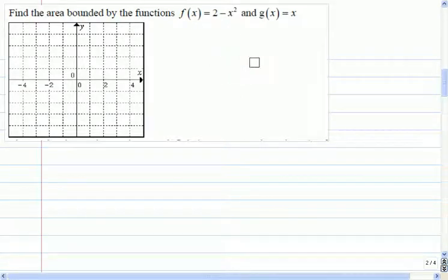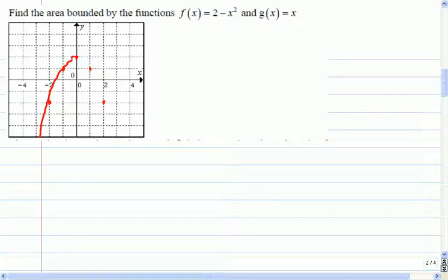So let's see. For the first one, 2 minus x squared is going to be something like this. 2 minus x squared should look about like this. And the line y equals x, something like that. And the area in between the curve is this bounded region in here.